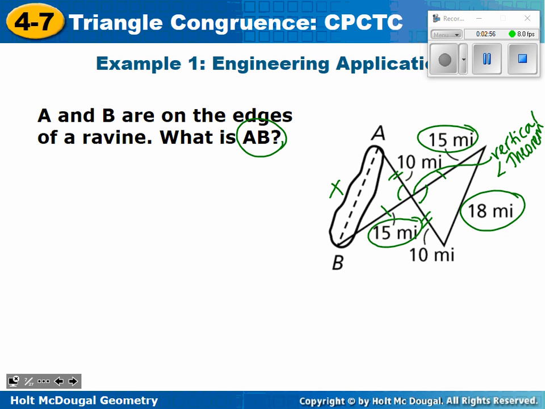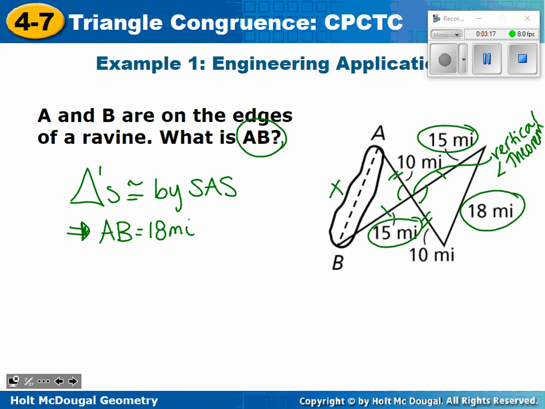So if we mark what they told us and we use vertical angle theorem, are these two triangles congruent? And why? Very good. So then we could say the triangles are congruent by SAS, which means AB has to equal 18 miles. And what's the reason today that we can say AB is 18? By CPCTC. Because if the two triangles are congruent, now all their corresponding parts are congruent. That making sense? Questions? All right.